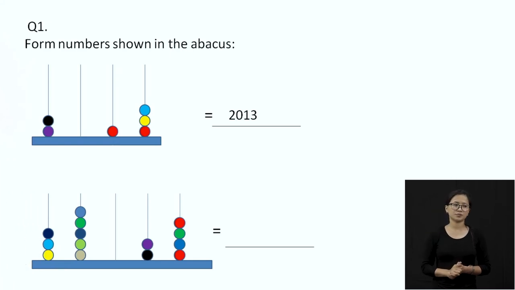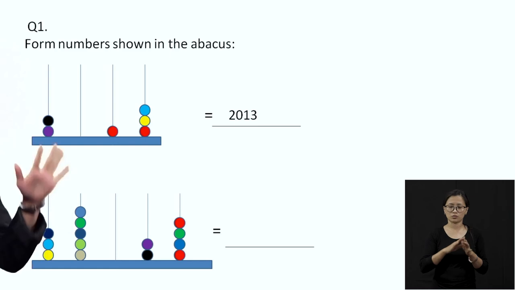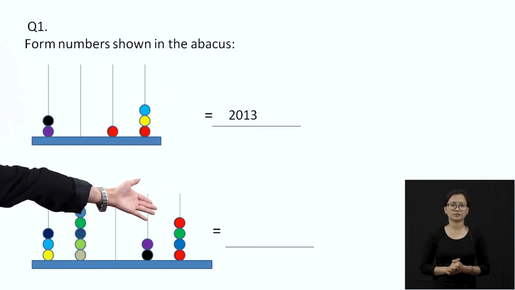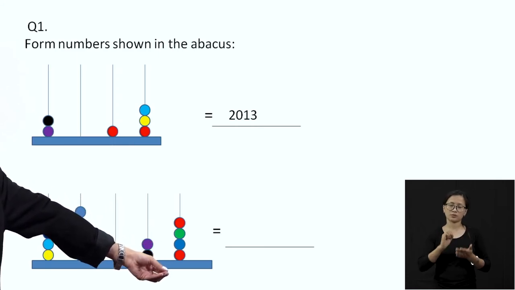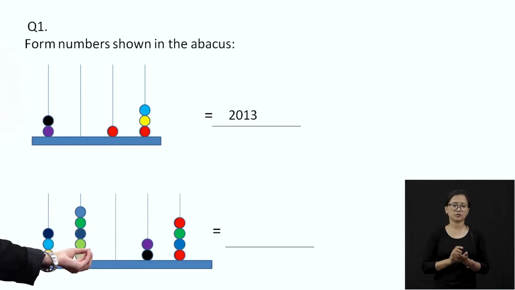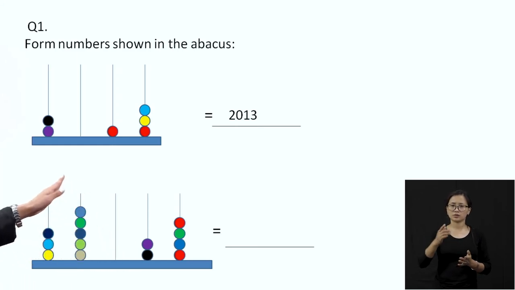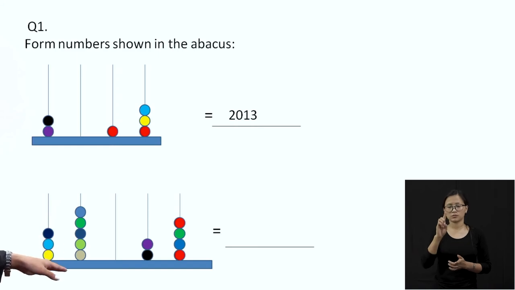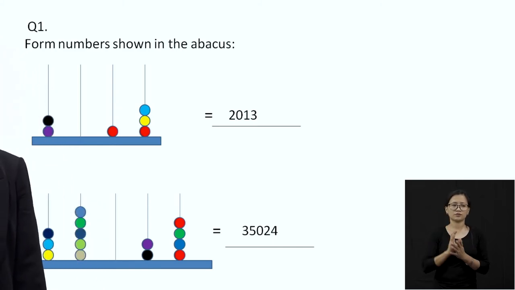Now another abacus. In the previous one you had four rods, but here in this question you have five rods. So let's start counting the beads from the ones place again. Let's count 1, 2, 3, 4. You have four beads, which you will write on the ones place. Then comes tens. You have two beads here. Again, you have zero on the hundreds place, which gives the abacus a blank. Now you have 1, 2, 3, 4, 5 beads on the thousands place, and on ten thousands you have three beads. So you will write it as 35,024.